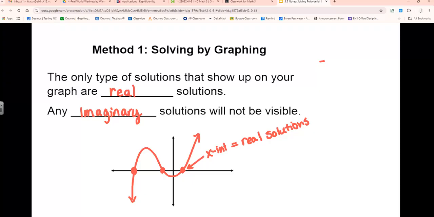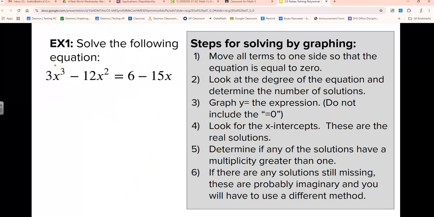So if they're all real solutions, it's going to be really easy to find them by graphing. And that's what we're going to look at first. If you have imaginaries, that's when it gets a little bit more complicated. Good news is sometimes they don't ask us what the imaginary solutions are. They just ask us if there are any. And we can kind of tell that without having to solve it out all the way too. So let's look at what we've got.